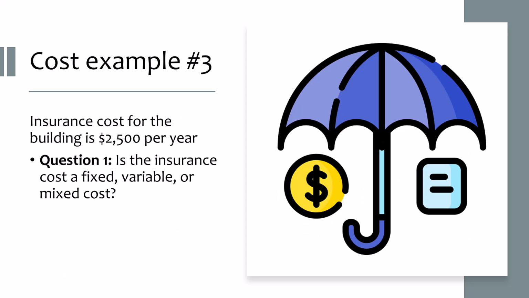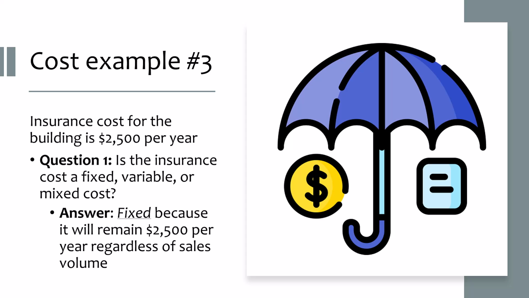And finally, cost example number 3. Insurance cost for the building is $2,500 per year. So the question is, is the insurance cost a fixed, variable, or mixed cost? The answer is fixed because it will remain $2,500 per year regardless of sales volume.